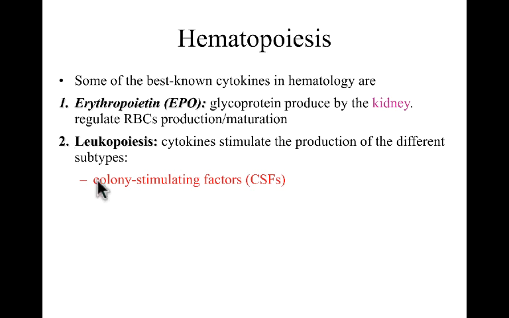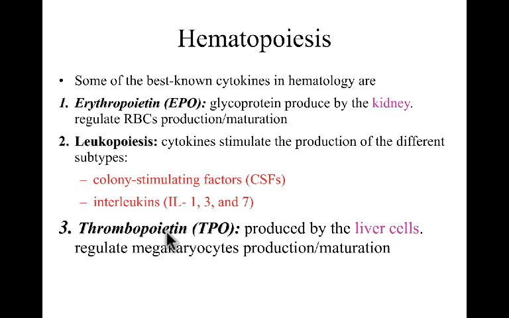The first one is called colony stimulating factor, or CSF. There are many different colony stimulating factors, but generally speaking, this one goes to the bone marrow and tells it to produce white blood cells. The second type of cytokines that you need to know is called interleukins. We have many different types of interleukins as well, but the ones you probably need to know are interleukin 1, 3, and 7. The sources of these cytokines are very diverse.